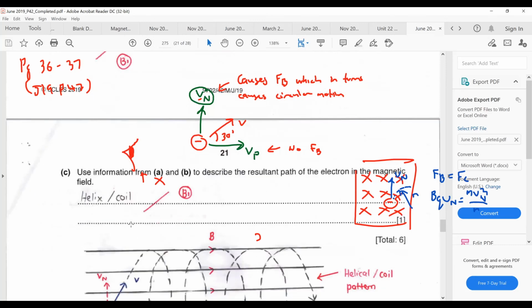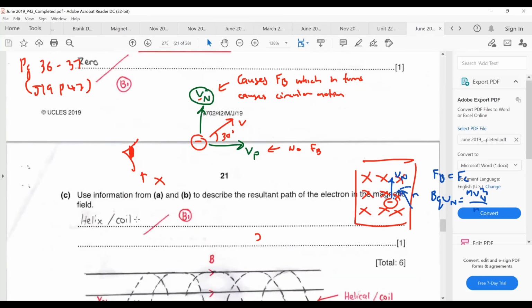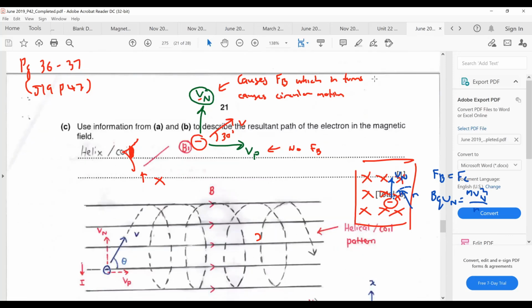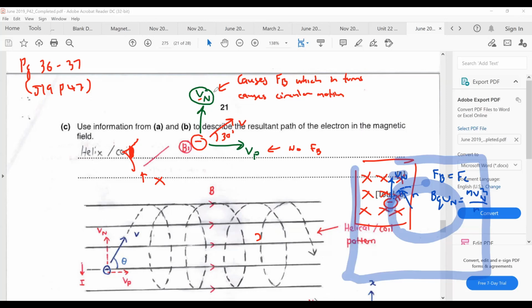Then after that, they ask you to use the information from A and B to describe the resultant path of the electron inside the magnetic field. How would it look? As I mentioned to you, your charged particle is trying to move in a circle due to the component of velocity perpendicular to the field. If I extend the magnetic field a little, your charged particle is trying to move in a circle like this.